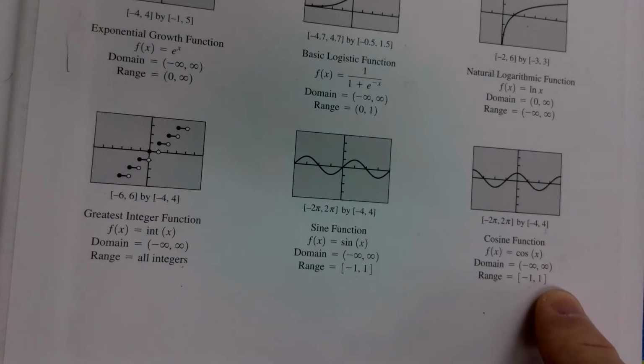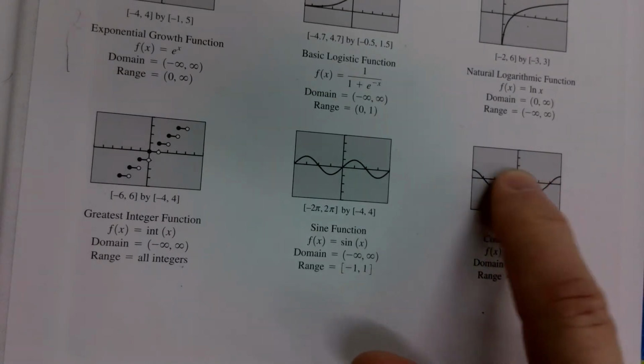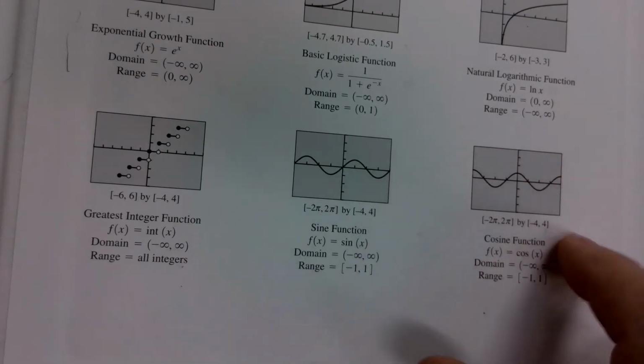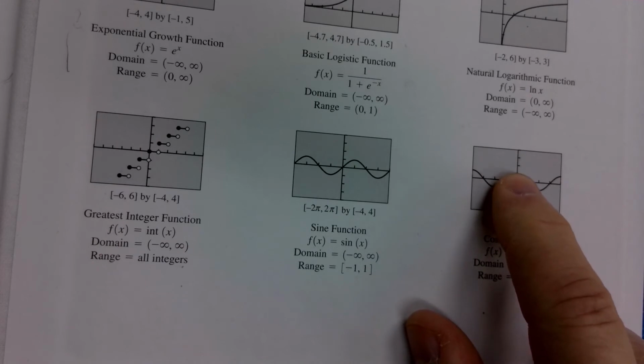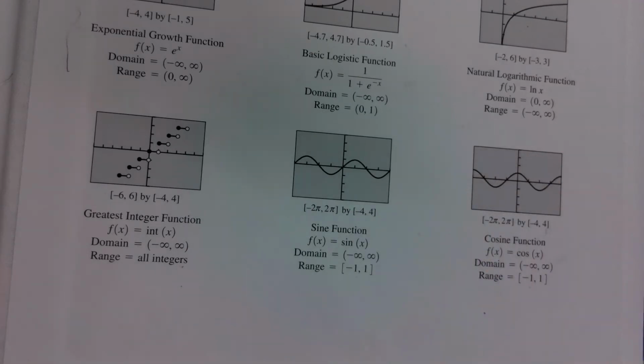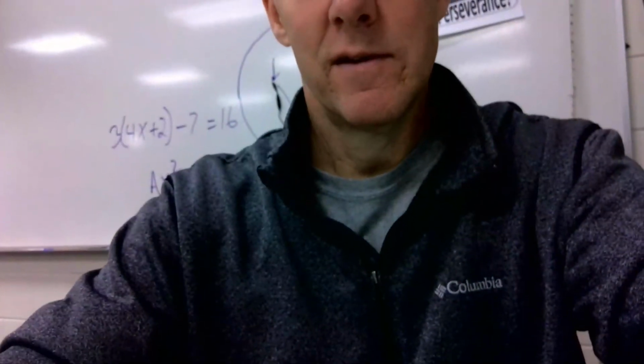Domains and ranges are the same. However, you can see cosine function is now an even function. It is bounded, it is continuous, and it has an infinite number of relative maximums and minimums, or local maximums and minimums. Okay, so those are all of our 12 basic functions, and then the question is, if I ask you some general things about them, can you go ahead and answer that for me?